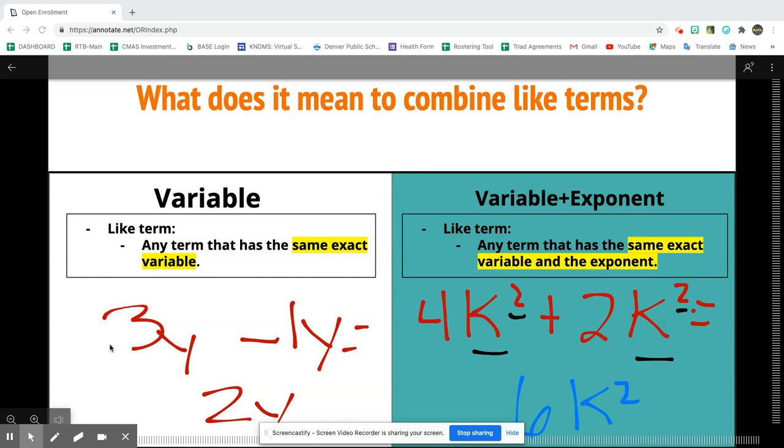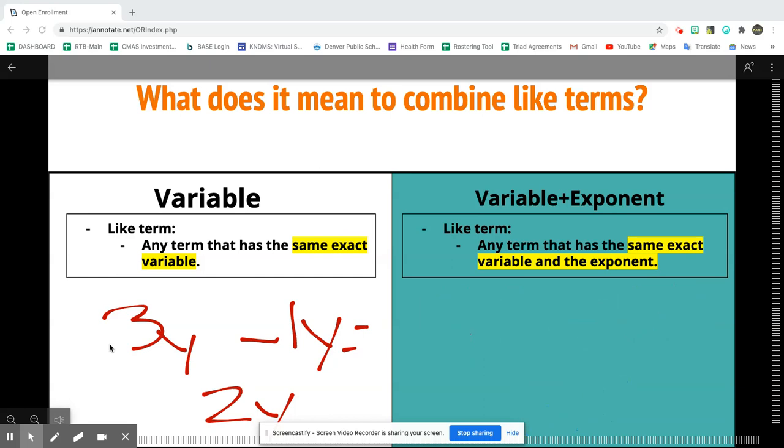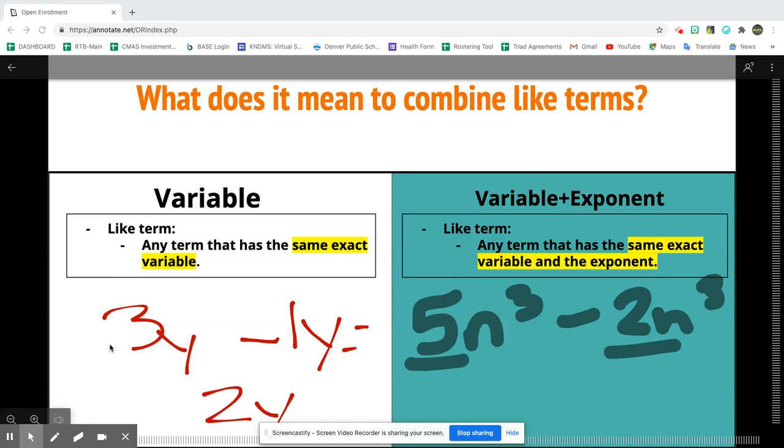The same thing works when it comes to subtraction, as long as they are considered like terms. So for example, let's say I have 5n to the third power minus 2n to the third power. I'm just going to go ahead and do my math. 5 minus 2. They are like terms. They have the same variable and the same exponent. 5 minus 2 is just 3n to the third power.